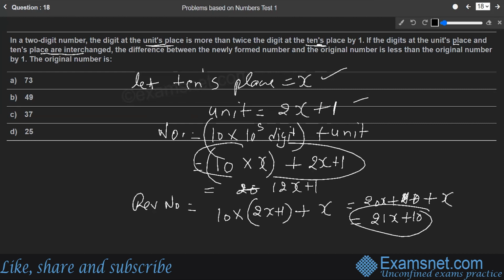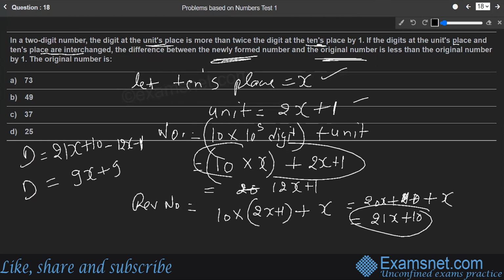He says if the digits are reversed, the difference between the newly formed number and the original number. So let us find out the difference between the new number and the original number. The reverse number is 21x plus 10 minus the original number, that is 12x plus 1. This difference comes out to be 9x plus 9. This is the difference he's talking about. The difference between the newly formed and the original number is less than the original number by 1.